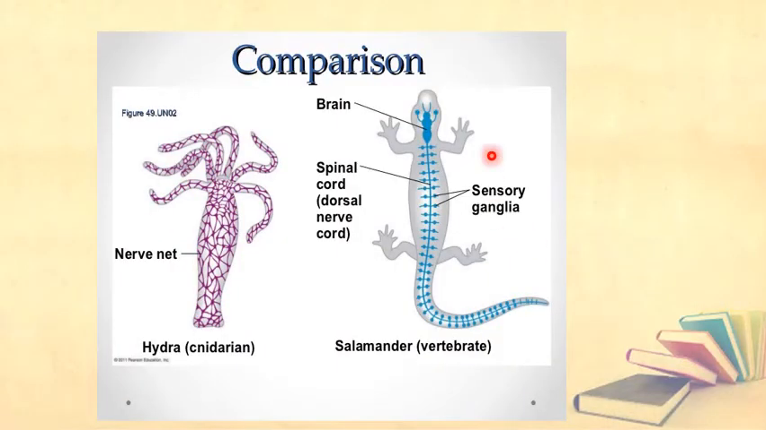This is another comparison between a hydra, an invertebrate, and a vertebrate salamander. Look at the nervous system. Here it is made up of a brain, spinal cord, and nerves, and it is dorsal, on its back side. While in the hydra it is a collection of ganglia with nerves. So here is the difference between them, and it is ventral, on the front side.